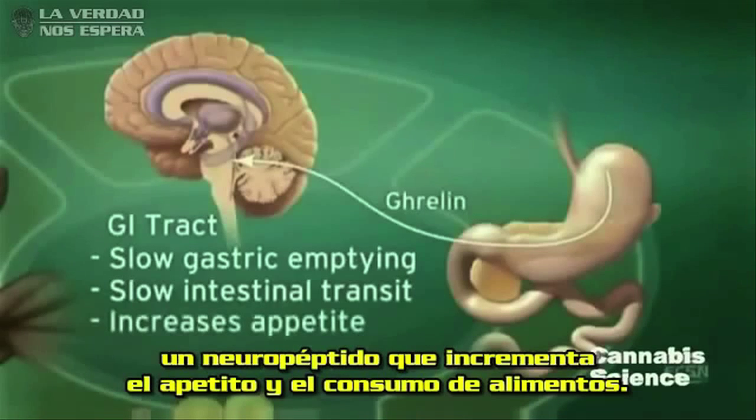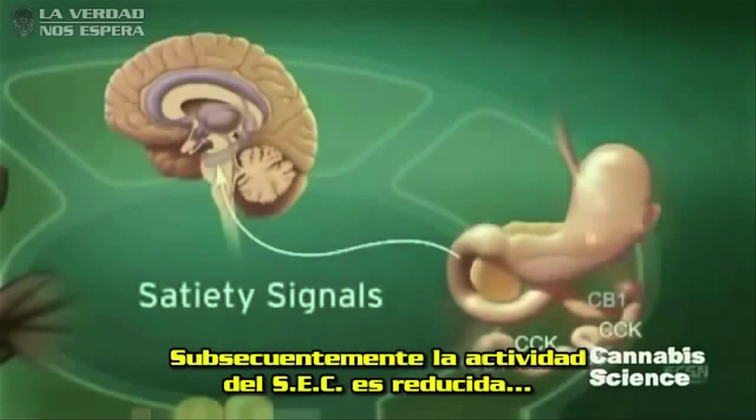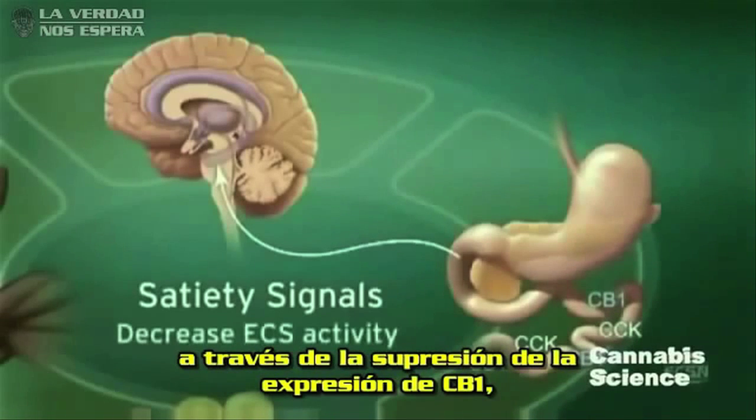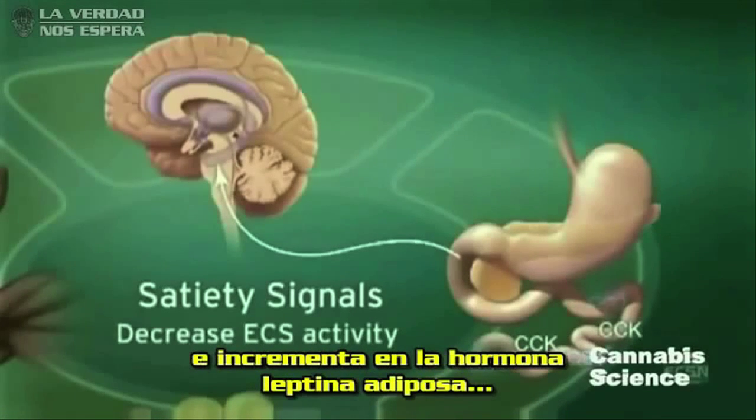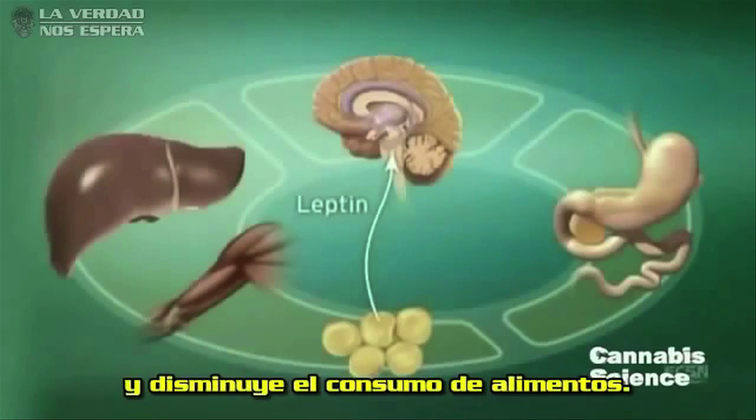After eating, cholecystokinin in the duodenum triggers satiety signals. Subsequently, ECS activity is decreased through suppression of CB1 expression. An increase in the adiposity hormone leptin decreases endocannabinoid levels in the hypothalamus and decreases food intake.